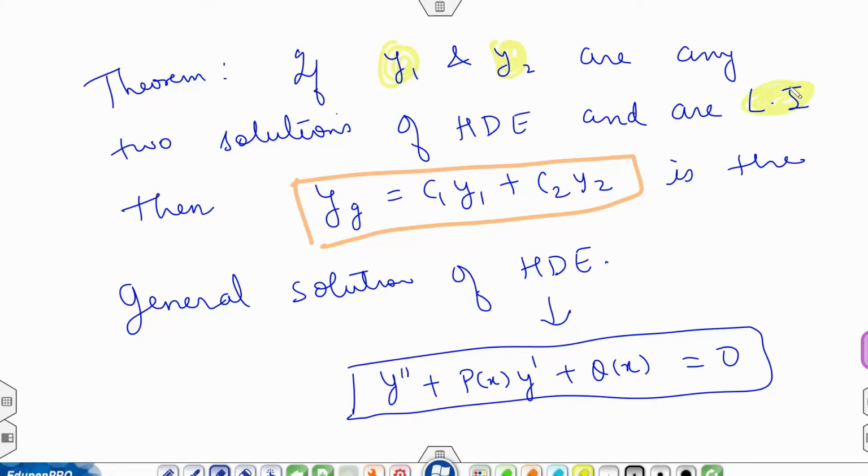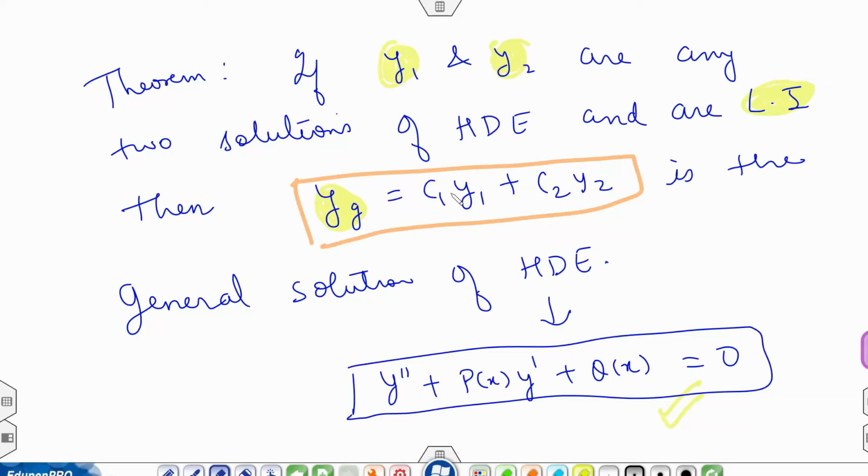Okay, if these are two linearly independent solutions of this homogeneous differential equation, then their linear combination is the general solution of the homogeneous differential equation. So that means that for writing out the general solution of this equation, that is homogeneous differential equation, you need to find out two linearly independent solutions.